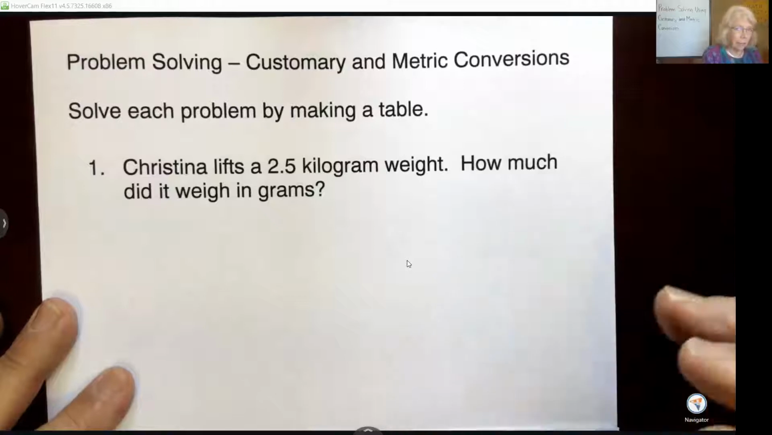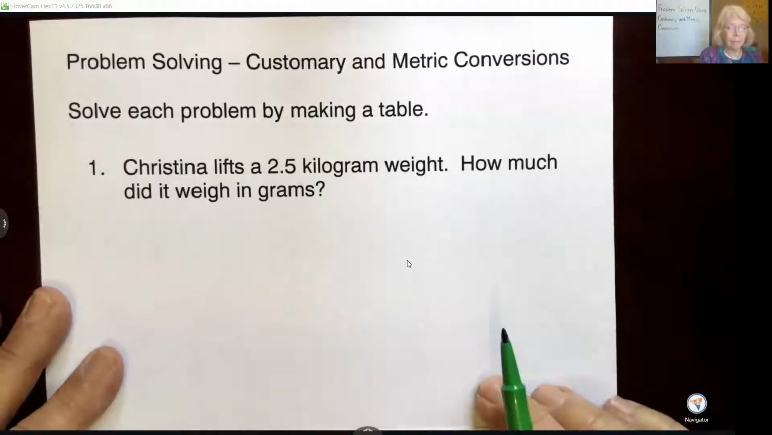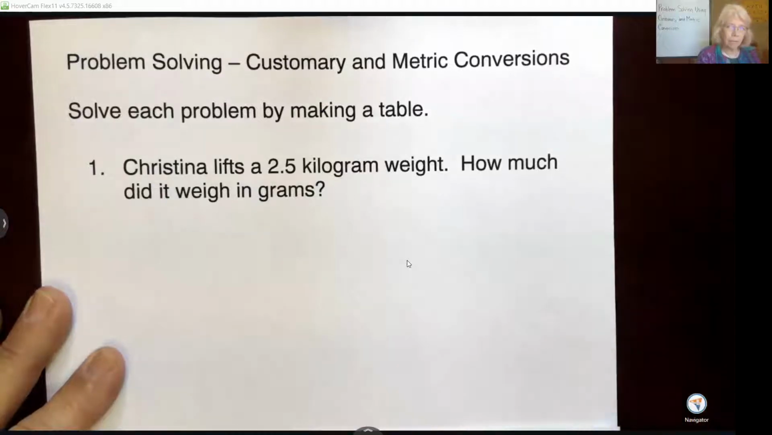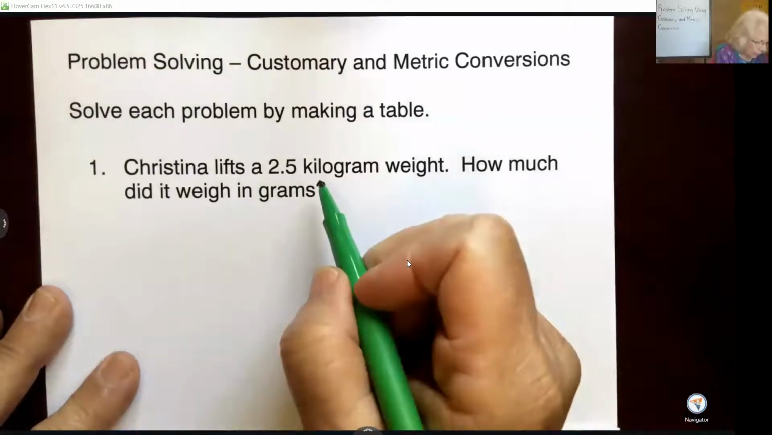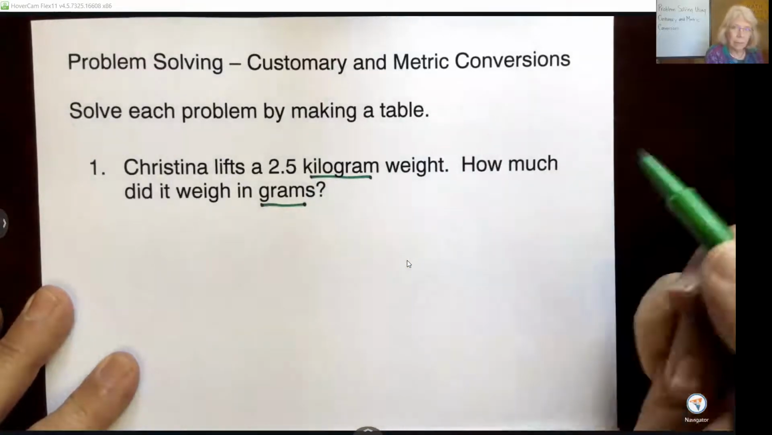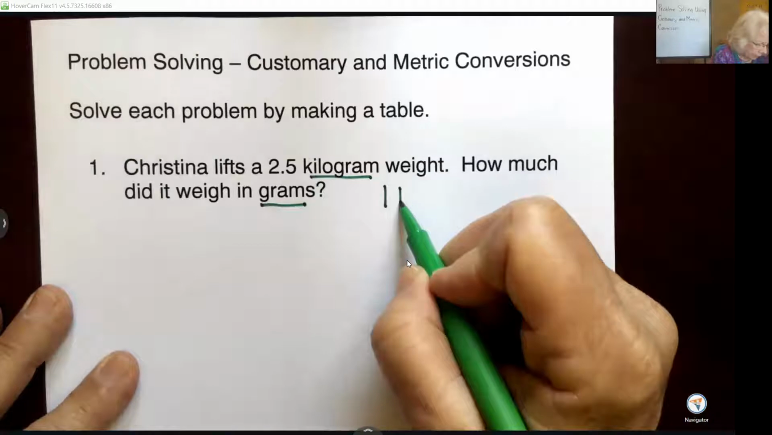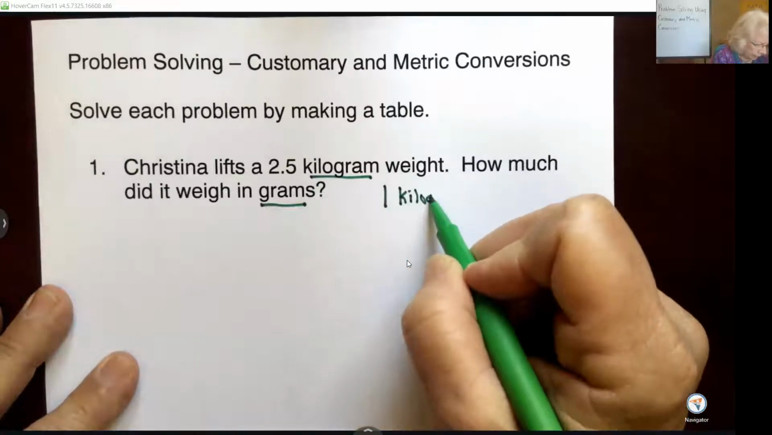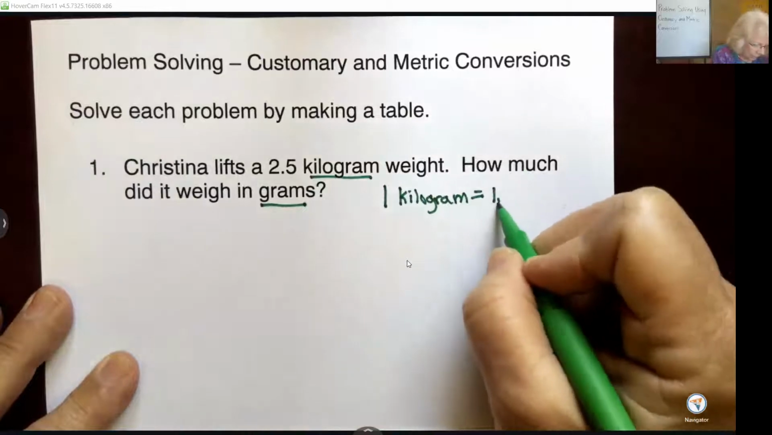Okay. We are going to make a table, but one of the things we have to either have memorized or be able to look up, like in our math notebook or wherever we took some notes, is the relationship. So we have kilograms and we have grams. So we need to remember or look up that relationship, and I'm going to tell you it's 1 kilogram is equal to 1,000 grams.